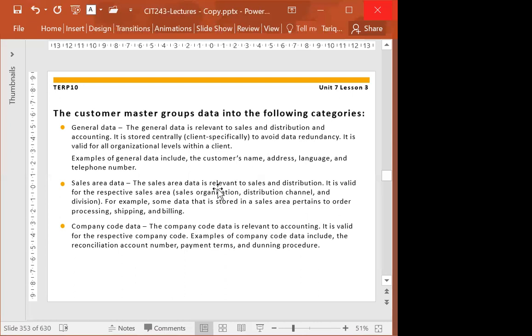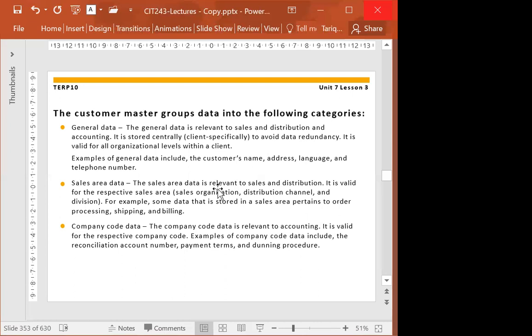No, we will have one general data, which is unique. So if he's dealing with two sales areas, then we have to register him in two sales areas. So then we will have two sales area data records. And for company code, he's dealing with one company code, so he will have one company code.